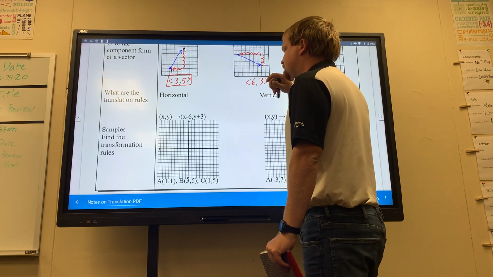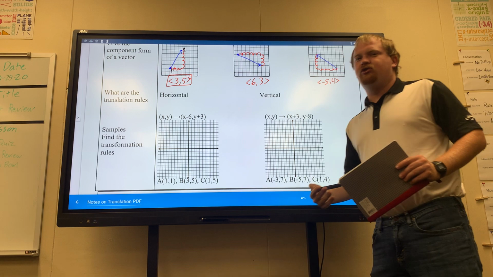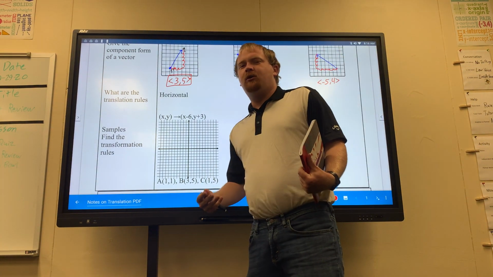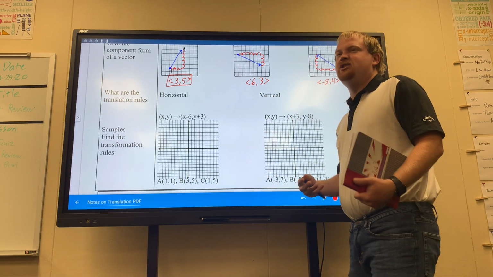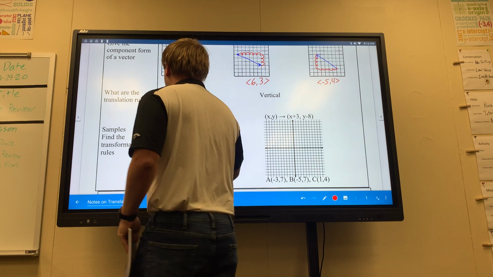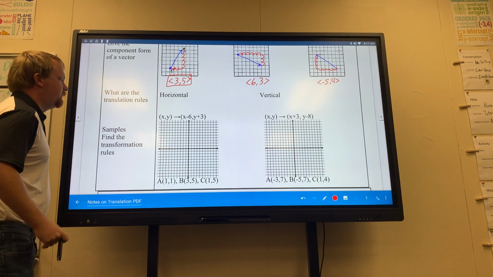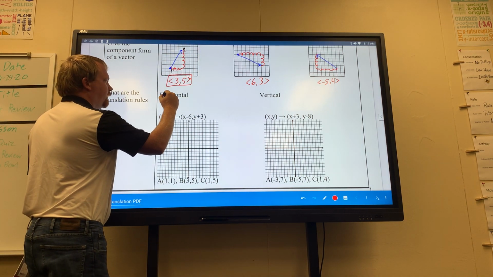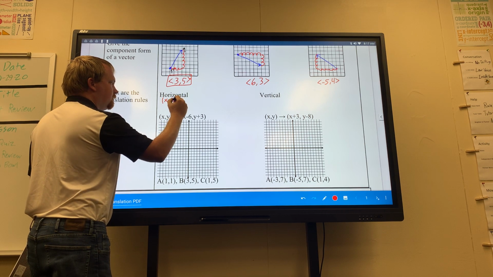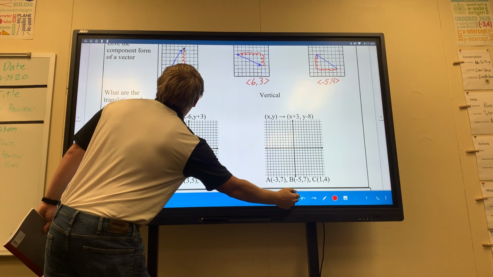Now, we do have different translation rules. But, again, it all works out the same way when it comes to direction on a coordinate grid. So, for example, if I have x plus a number, let me rewrite that.